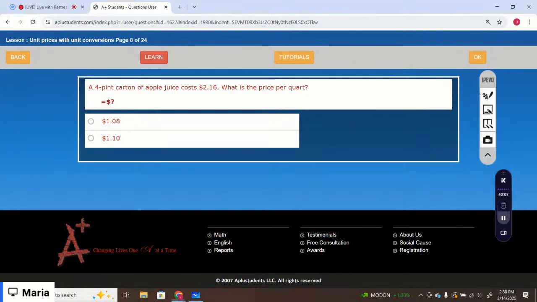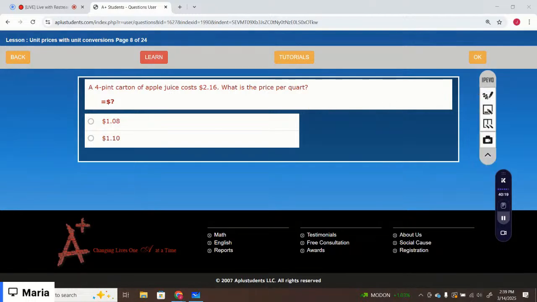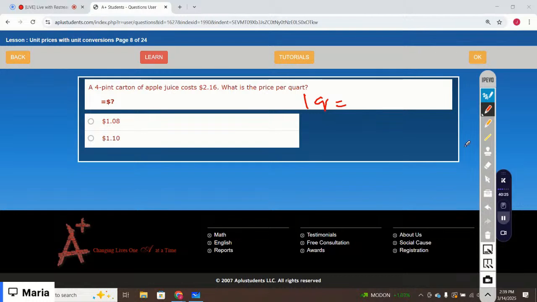Now, 1 quart equals 2 pints, so you have to go the opposite way. 1 pint equals 0.5 quarts. So you have 4 pints, and 4 pints equal 1 over 2 times 4, which is 2 quarts. So you have to divide 2.16 by 2. That is 1.08. Option number 1 is the correct option. Okay, you can complete the lesson by yourself.